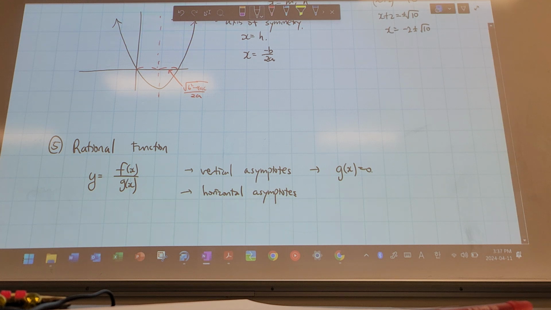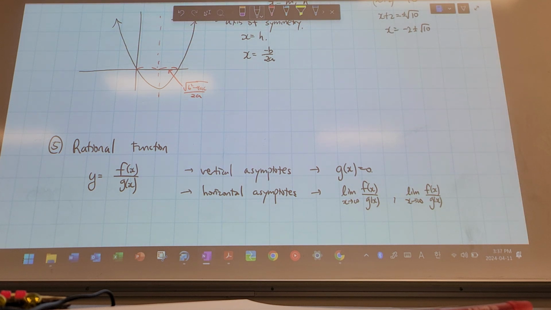And how do you find the horizontal asymptotes? Now we know the limit. We can simply find the limit as x goes to infinity of f of x over g of x, and the limit as x goes to negative infinity as well. Then we can find the horizontal asymptotes. The best is if you graph the vertical asymptotes, graph the points, and it'll kind of make sense on its own.